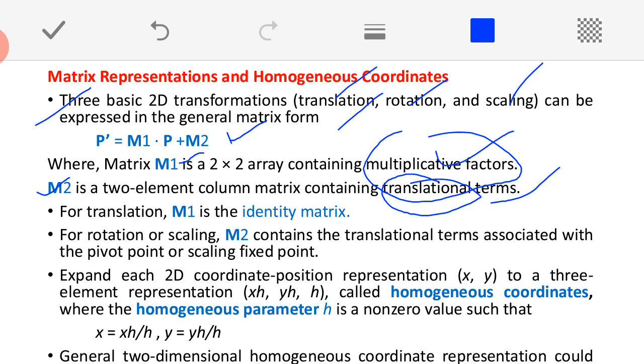Okay. And next one, for translation, if the translation is taking place, then M1 will always be what? An identity matrix. So, in place of the multiplicative factors, M1 will always be the identity matrix if I am going to perform only the translation. Why? Because when you multiply any point P with the identity matrix, you will get back the same matrix. So, that is the characteristic of the identity matrix. So, that is why we are using that thing.